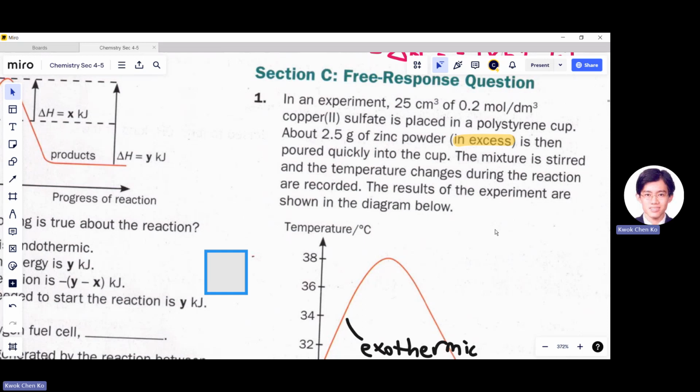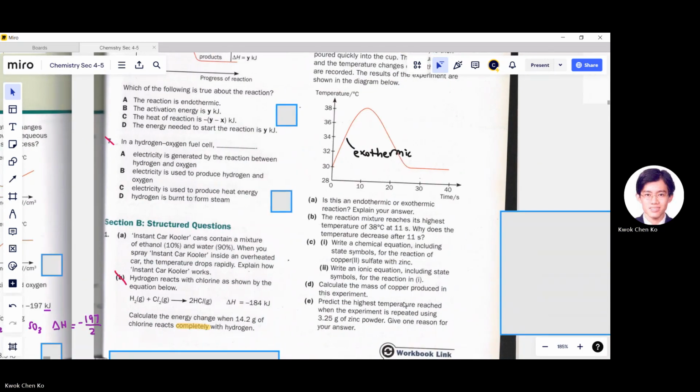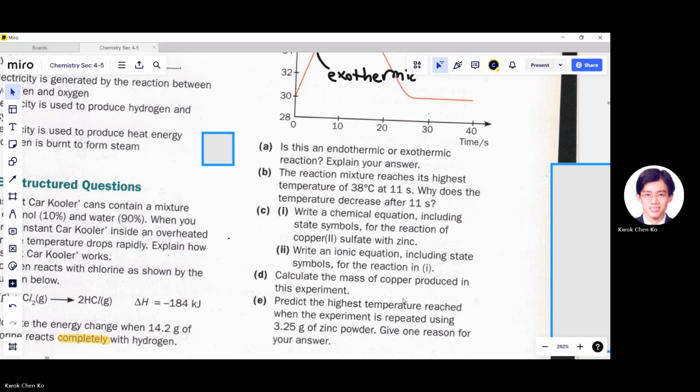What happened to all your solubility rules? All sulfates are soluble except for a few. So it's soluble. And then what's the other product? Copper. Only copper, solid, pure copper. You should know that.